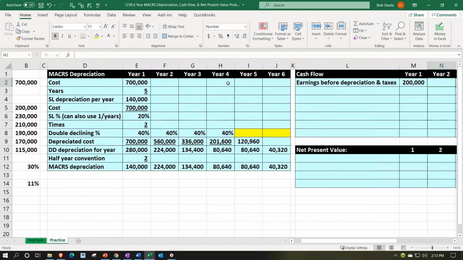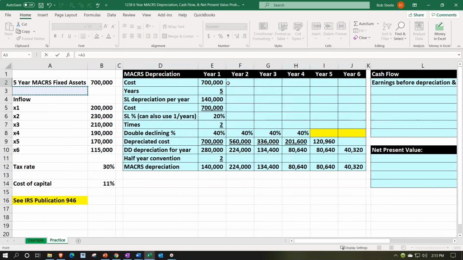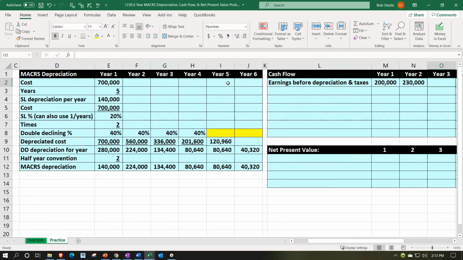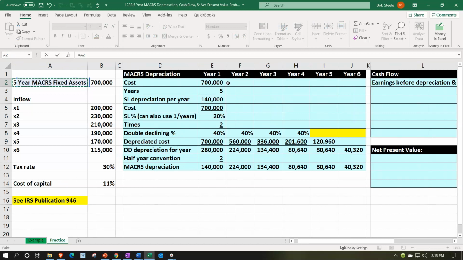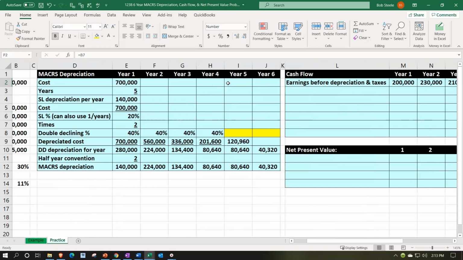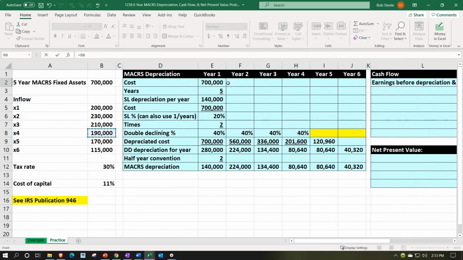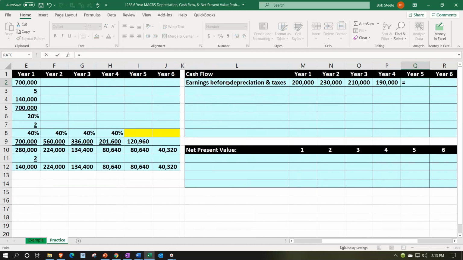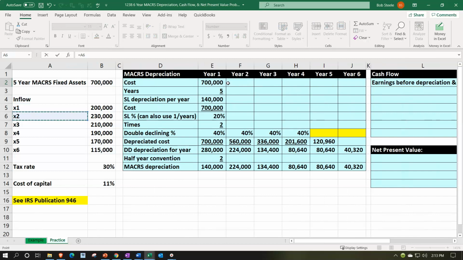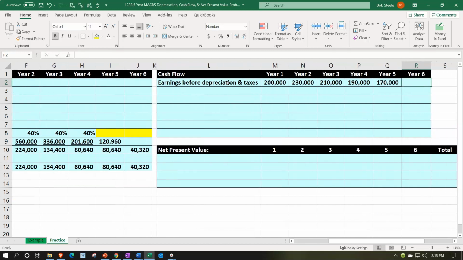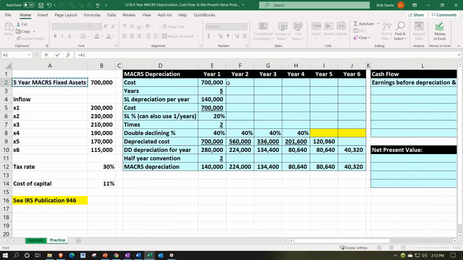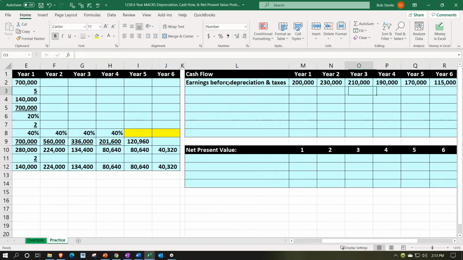I'm going to say year 2 is going to be the 330 tab. Year 3 is going to be equal to the 210 tab. And then year 4 is going to be equal to the 190 tab. Year 5 is going to be equal to the 170 tab. And then year 6 is going to be equal to the 115,000. There is that.